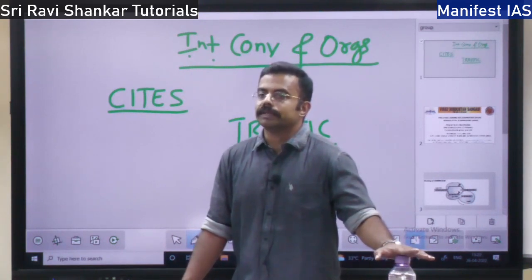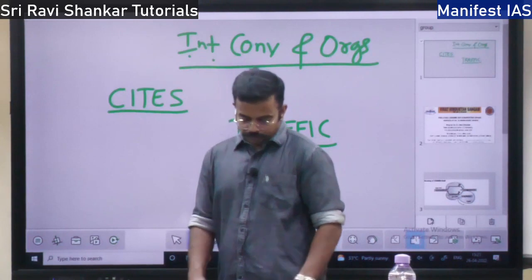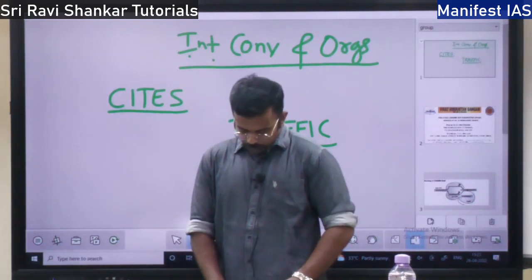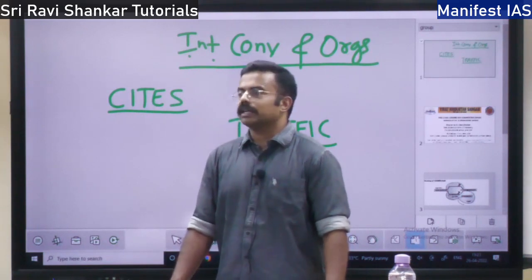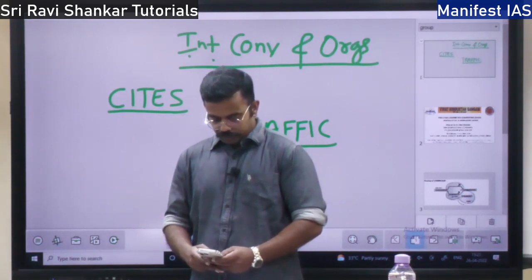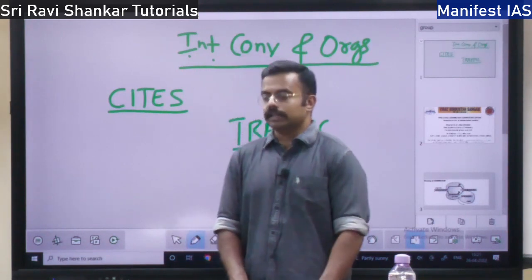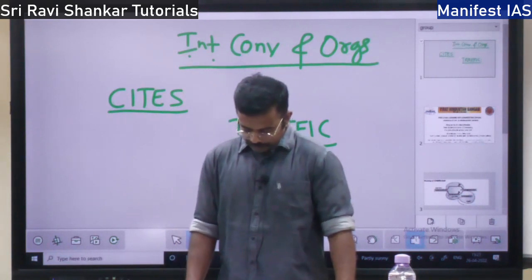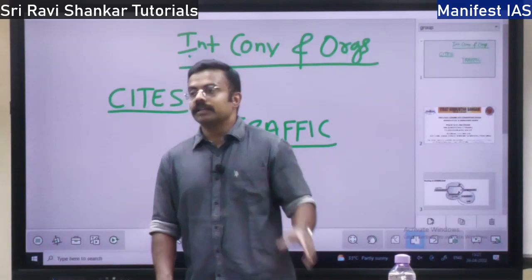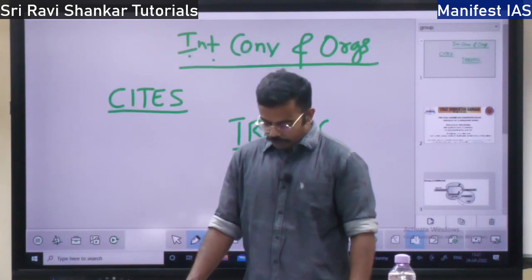What work has India done under CMS? India has signed one MOU called the Raptor MOU. What is a raptor? This is a bird of prey. I think it is something similar to a vulture. It looks like a vulture, but not a vulture. It looks like an eagle, similarly. So India has signed the Raptor MOU, right? These raptors migrate between Africa and Asia. To protect these raptors, the MOU has been signed by India.